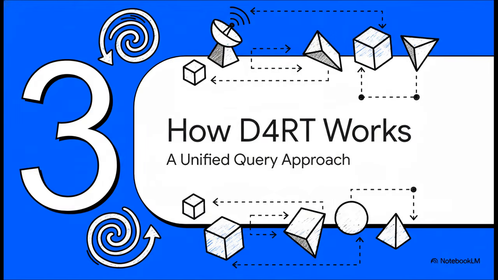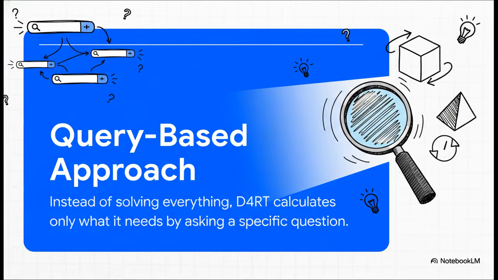D4RT stands for Dynamic 4D Reconstruction and Tracking, and what it does is introduce one single, unified system that just elegantly solves all of these problems at once. Now, the real genius here is its approach. Instead of trying to brute force reconstruct the entire scene from top to bottom, which is super inefficient, D4RT is way smarter. It uses this flexible, query-based system. You can almost think of it like a search engine for physical reality. It only calculates the specific answer to a question it's asked.